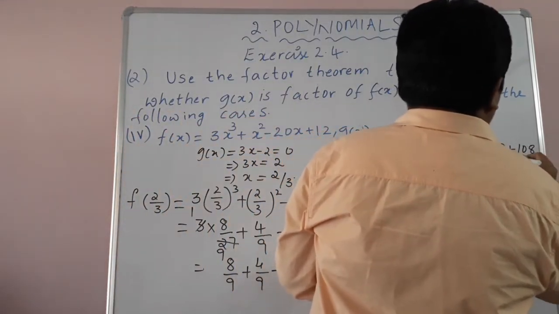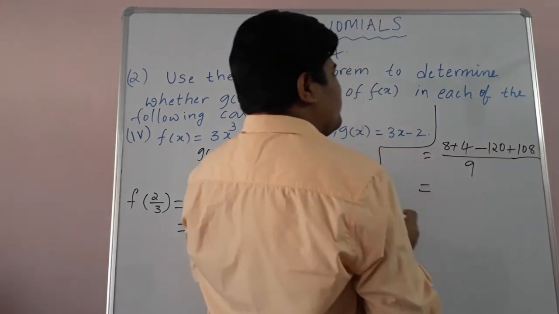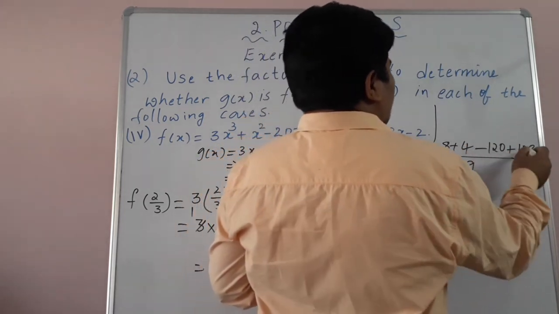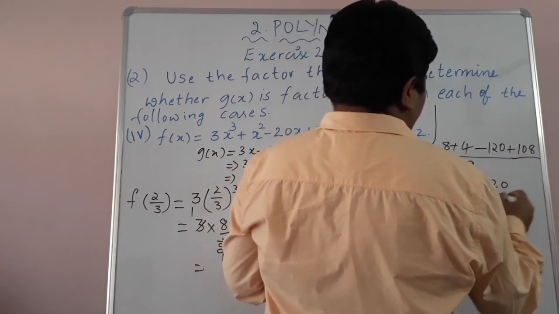Now see, add all the positive numbers, children. 8 plus 4 is 12. 12 plus 108 is 120. Minus 120 is there, by 9.